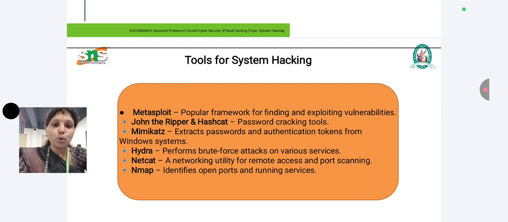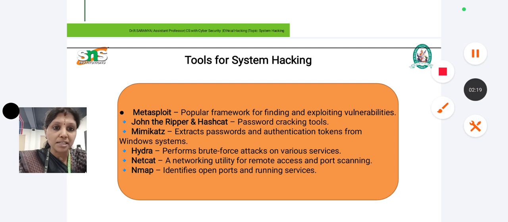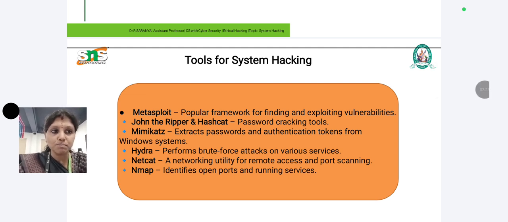And also John the Ripper and Hashcat. These are cybersecurity password cracking tools. If you want to take some confidential data from a system, for that we focus on John the Ripper as well as Hashcat. And another important framework tool is Mimikatz. It's going to extract passwords and also authentication tokens from Windows systems.